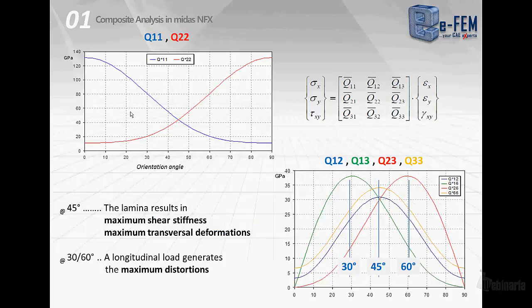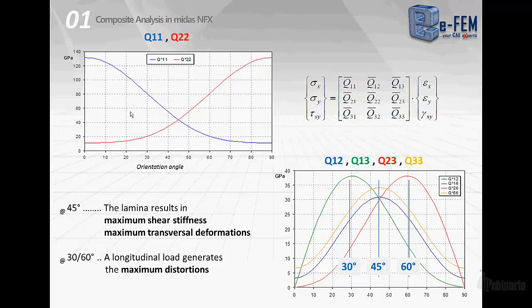If we plot the stiffness matrix of the material, we can see that we have a particular behavior of each term. We plot these terms in terms of the orientation angle of the material onto the generic reference system, and we see that the Q11 and Q22 terms are maximum and minimum at 0 and 90 degrees. That is what we can imagine.